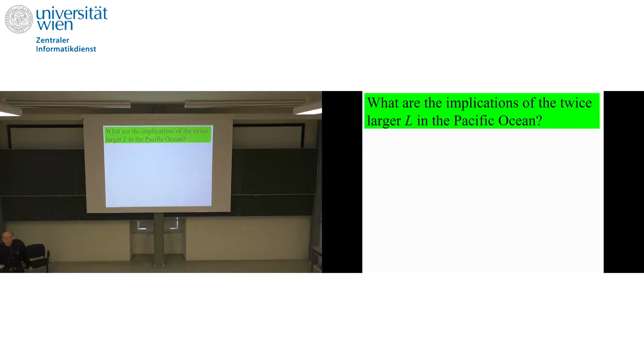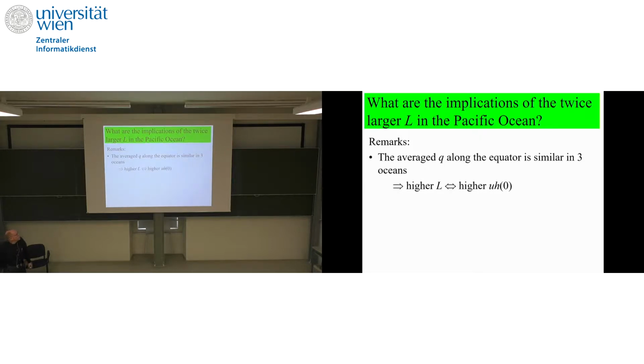So let's examine it. Why would the Pacific be twice? If you check the wind stress in the three oceans, it's the same. So if you have just force applied by the winds to the ocean, it's the same force. Why would there be twice as much transport in the Pacific Ocean? If you look at the average Q, the rate of evaporation, there's no significant difference between the three oceans. But higher L, if we have higher evaporation, means there is higher UH, so there is a higher transport. It's for the same Q. Remember, L times Q is U times H. So same Q, twice as large L, twice as large transport.